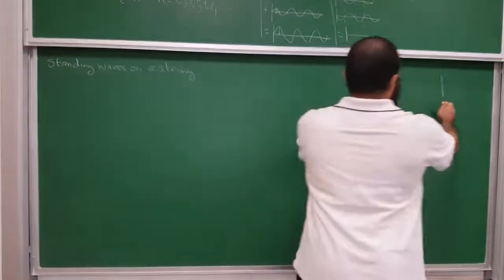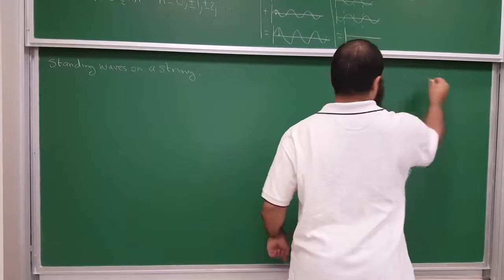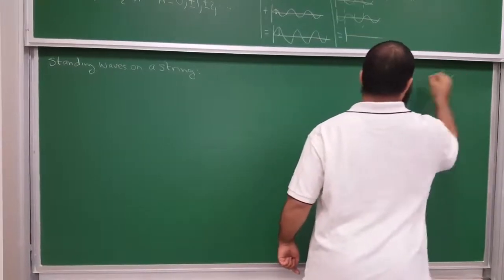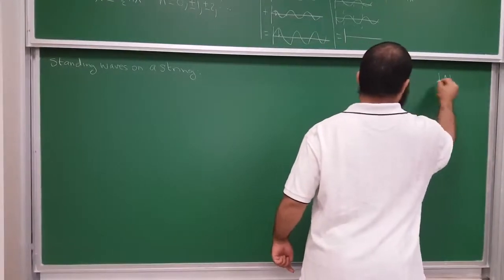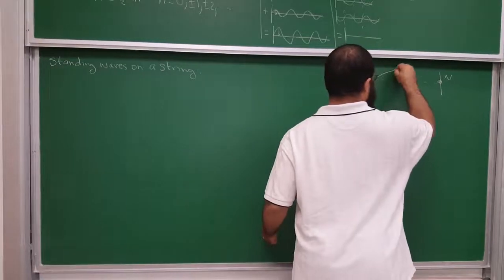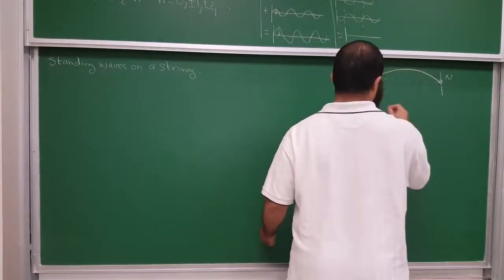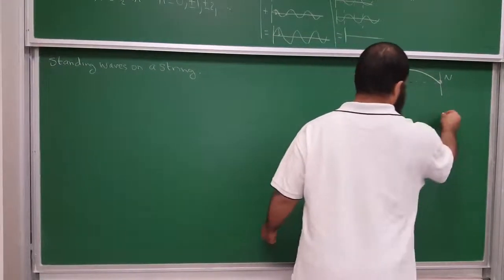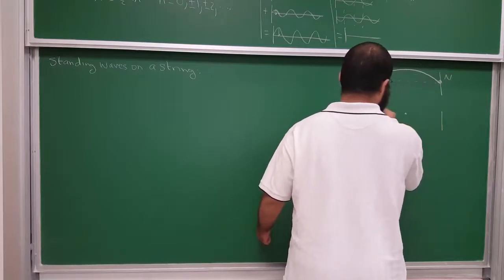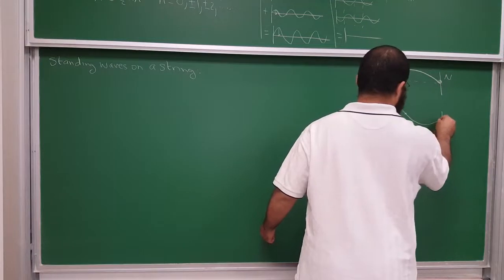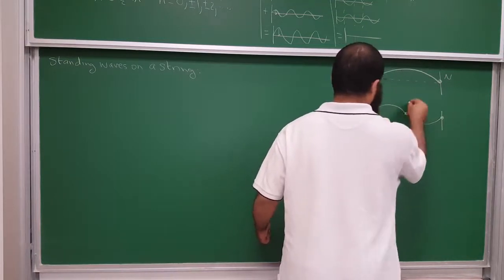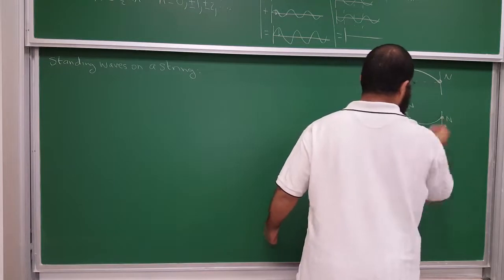So the string is of length L. It's pinned here, so that's a node, and this is another node. And the string is of length L. And if it's a standing wave, then the string can shake in one piece. The next one will be for the string to shake in two pieces. So you have a node in the middle of a node, a node, a node.